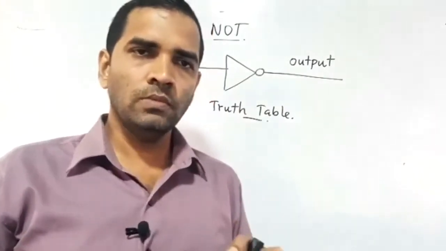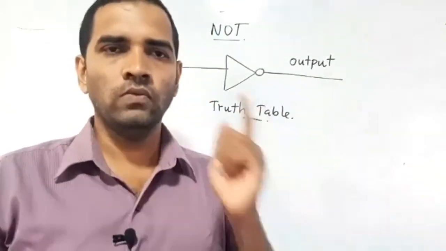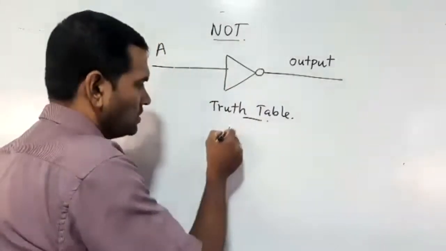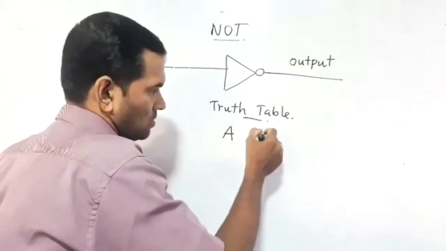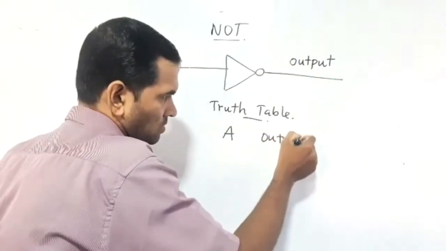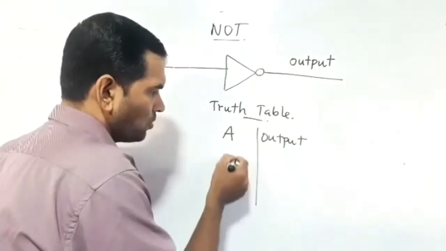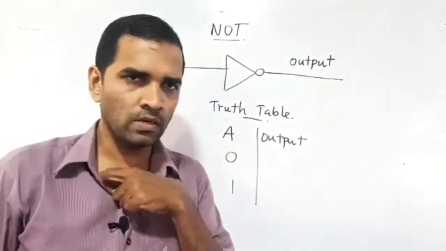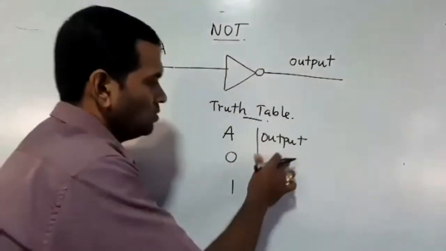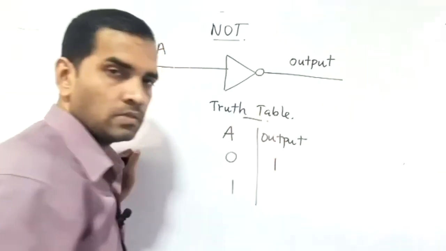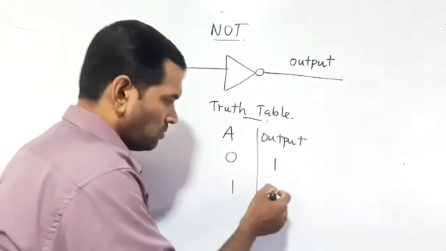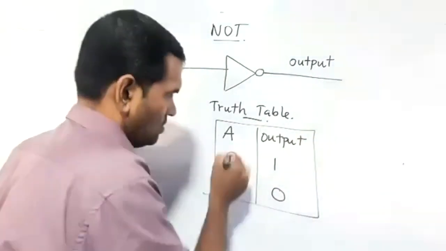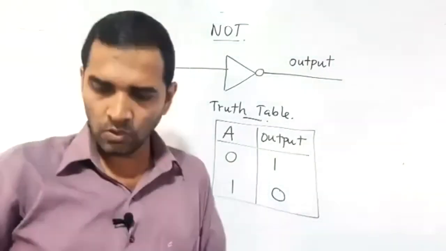This time our truth table becomes very small because you have only one input and one output. So let's write the input first, A, and the output. Only two columns, and also only two rows, 0 and 1. A can be 0 or 1. So when A is 0, the output would be 1, opposite. When A is 1, the output should be 0. This is the truth table, right? It's a very small truth table.